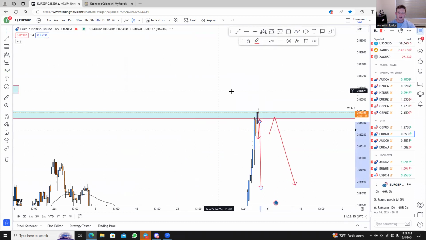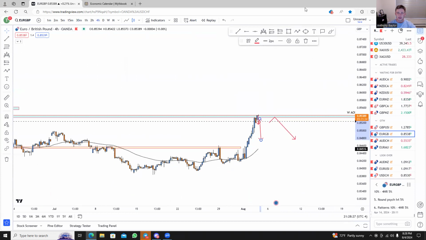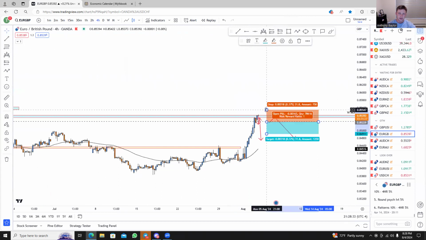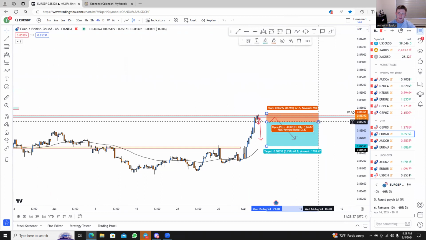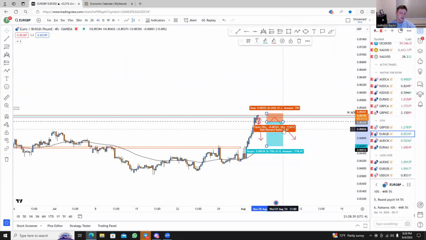And where would I get out? I would get out at this 4-hour EMA or this 4-hour area of interest. Take this trade, stop loss just above our box. Oh yeah, that's an easy 1 to 2.8. Easy.